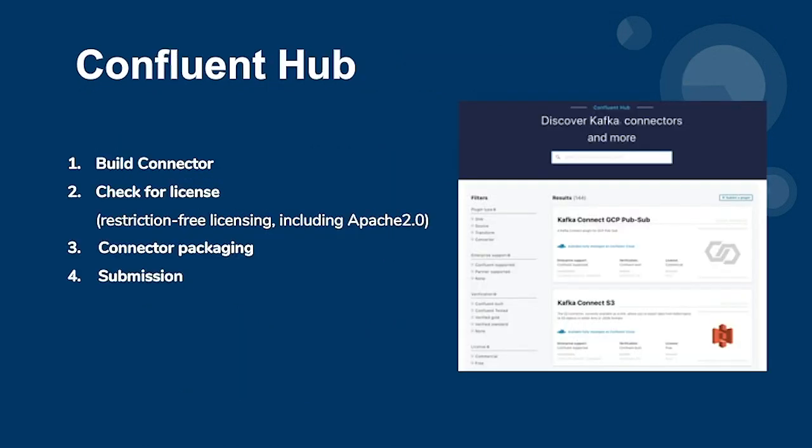Finally, we should be ready to publish a connector once we are done building it. And we just need to check for restriction-free licensing in case the connector is supposed to be open source. Post that, we can submit the plugin via email to the Confluent Hub for additional information.